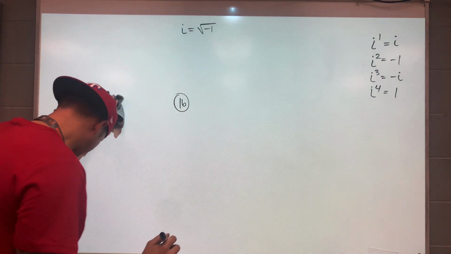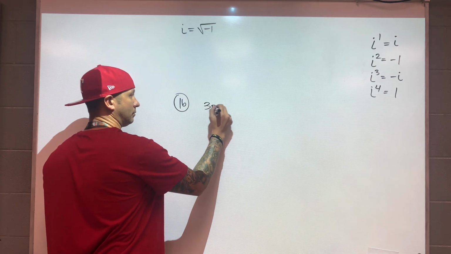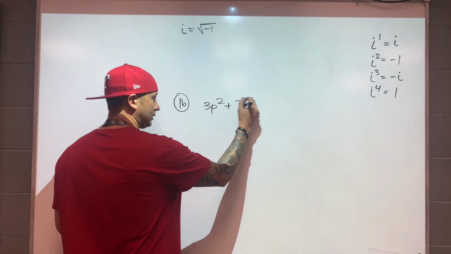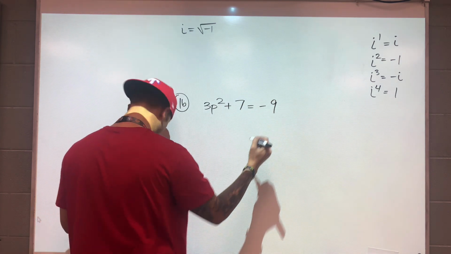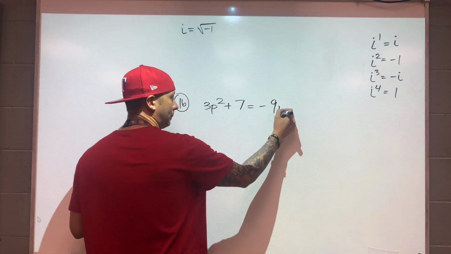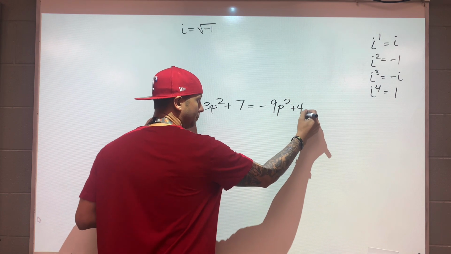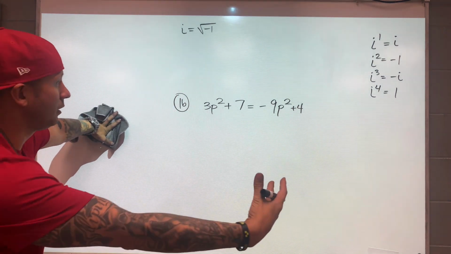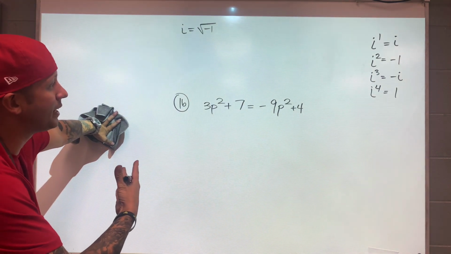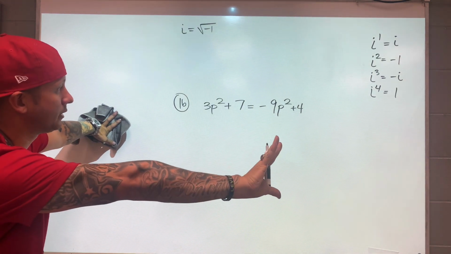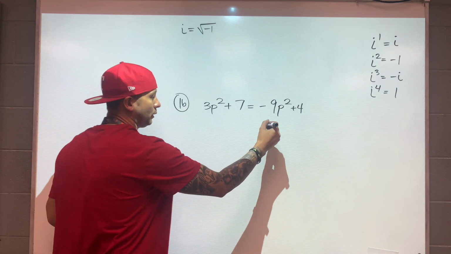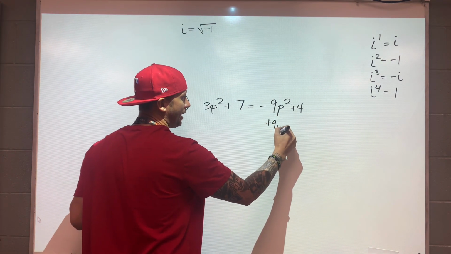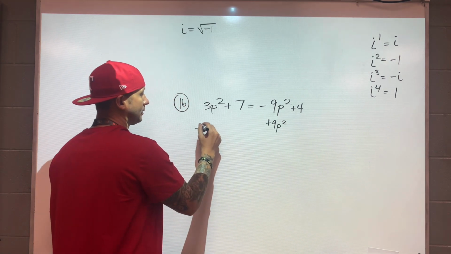Okay, 16. 3p squared plus 7 equals negative 9p squared plus 4. All right, I'm going to move all of the variables to one side, all the numbers to the other side. So I'm going to add 9p squared to both sides.